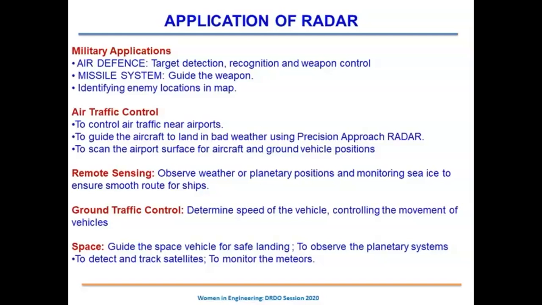And in remote sensing, radars are used to observe the weather, planetary positions, and monitor sea ice to ensure a smooth route for ships. Remote sensing is widely used. And in ground traffic control, radars determine the speed of vehicles. Right now, there is a lot of research and development going on in autonomous vehicles, and compact radars at very high frequencies are one of the research areas there, so the size of antennas will be very small. A lot of R&D in radars for autonomous vehicles is going on.